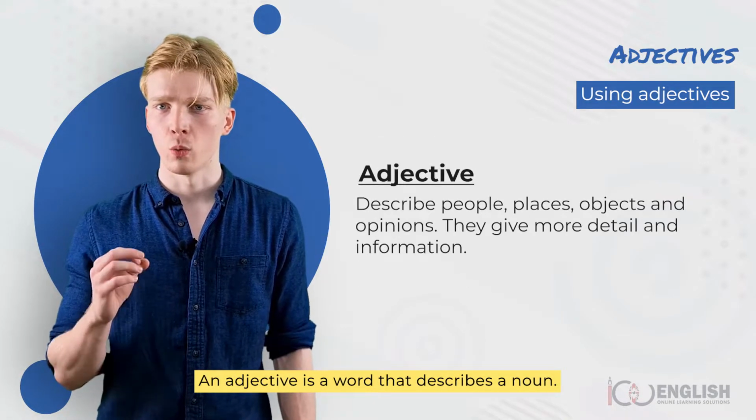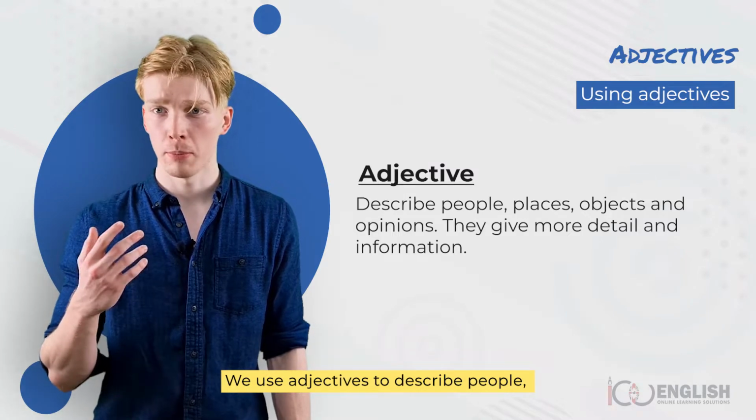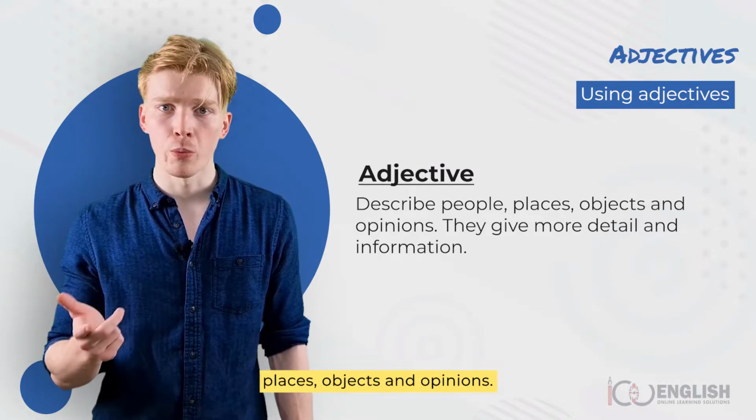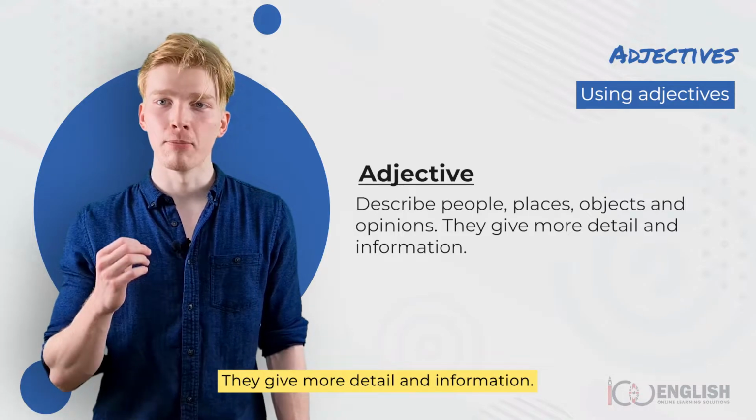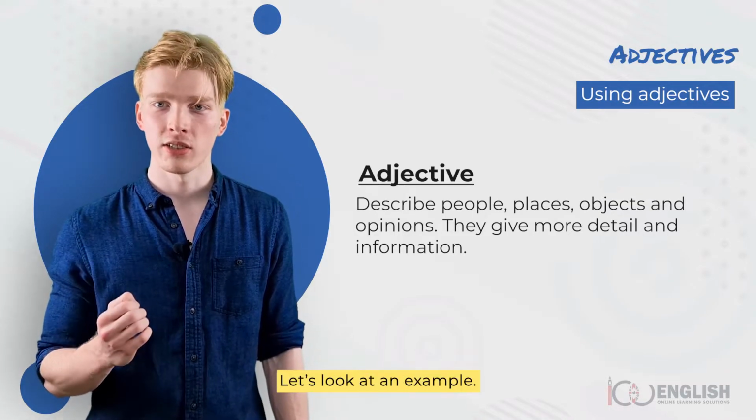An adjective is a word that describes a noun. We use adjectives to describe people, places, objects, and opinions. They give more detail and information. So, let's look at an example.